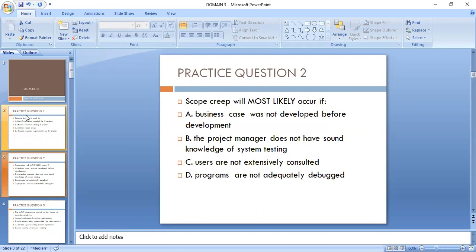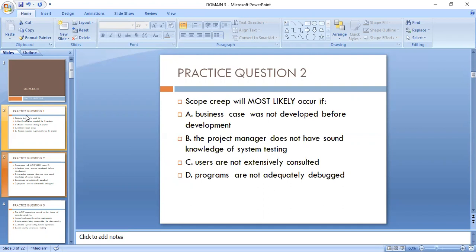Question two, scope creep will most likely occur if A, business case was not developed before development. B, the project manager does not have sound knowledge of system testing. C, users are not extensively consulted. D, programs are not adequately debugged. Now, D, debugging has to do with error corrections in code.